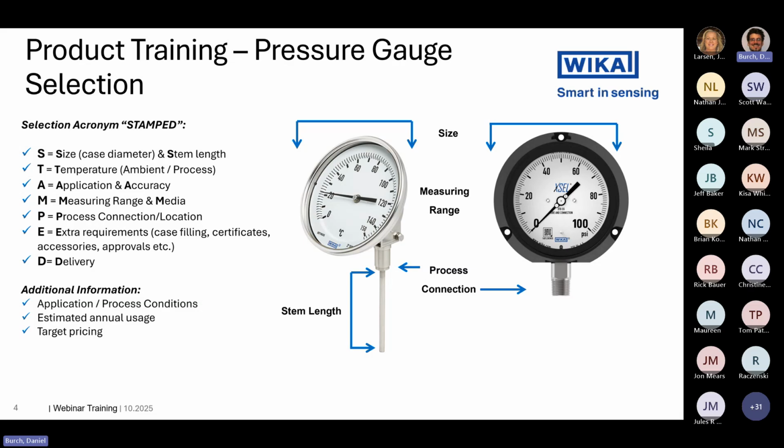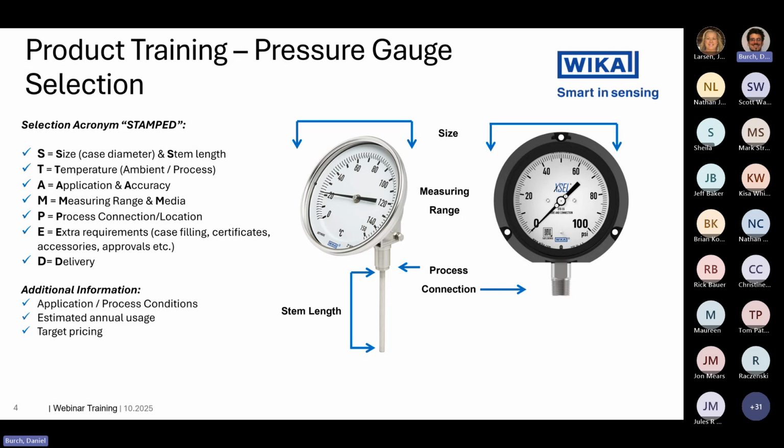Again, the media: is it going to be something like air or water, where a brass gauge would be fine, or is it going to be something more corrosive and aggressive, where you would need to go to stainless steel? Having these details is all important when it comes to P, the process connection and the location.